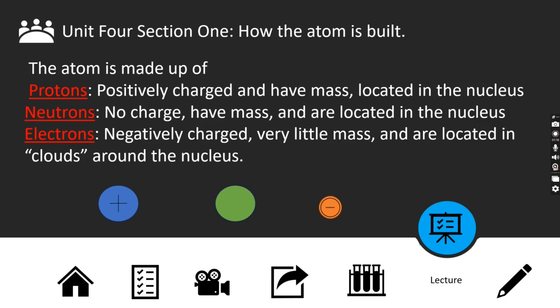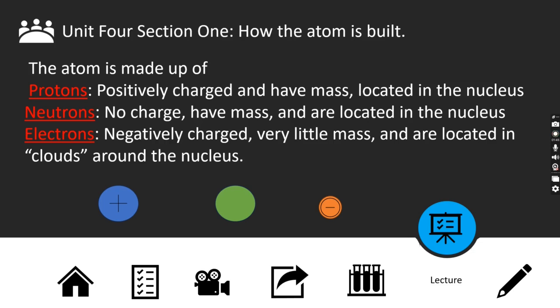They are located in what's called the nucleus, and I'll give you a picture of that in a second. Think about this positive as a nucleus. Neutrons have no charge, they have mass, and are also located in the nucleus. The point of neutrons, even though they don't have a charge, is to bring stability to the nucleus. Otherwise, because opposites attract, protons and electrons would just smash together. And you want electrons on the outer part of the nucleus in clouds around the nucleus, not in the nucleus.